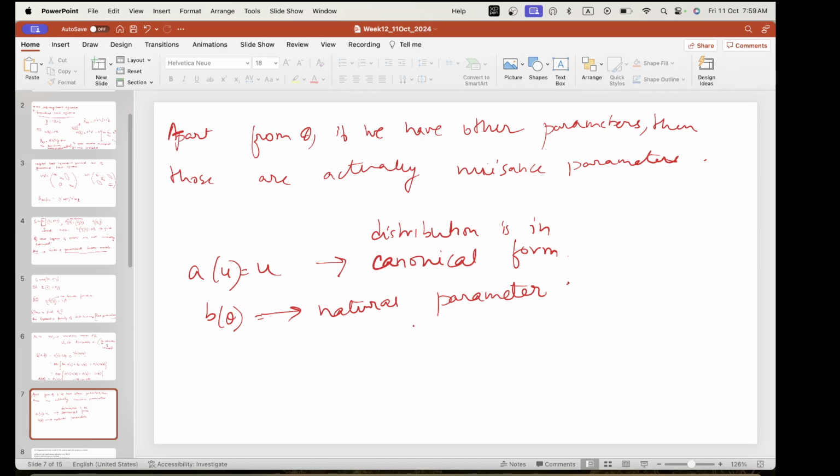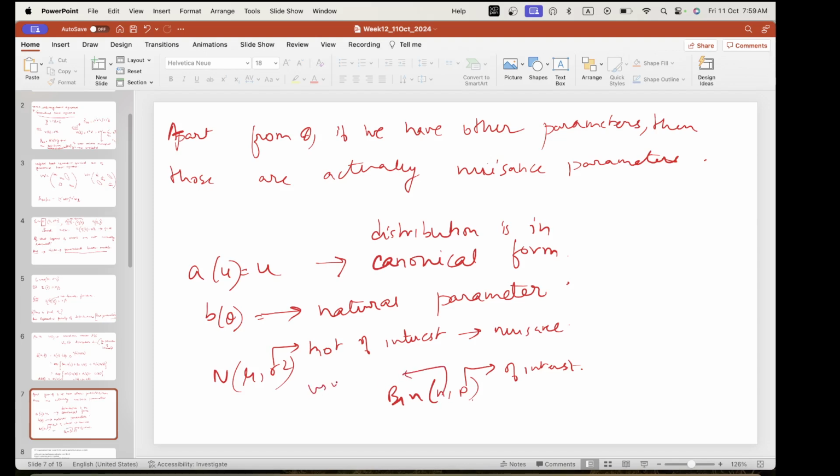Okay, for example, let's say normal mu sigma square. So sigma square in that case is not of interest, and so that is nuisance. Okay, let's say binomial N, p. Usually p is of interest. Okay, in that case N is usually nuisance.